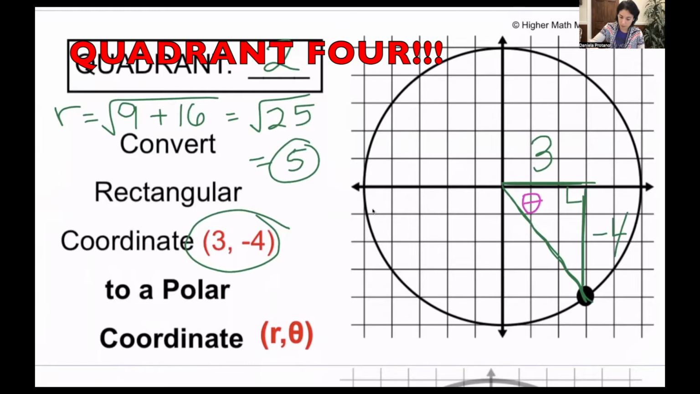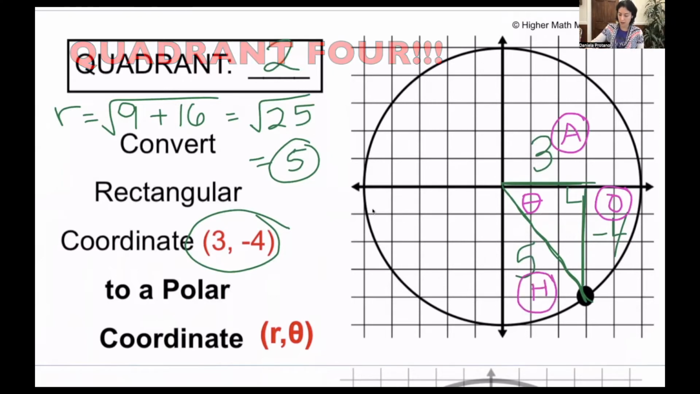So that would be, the radius is 5. Again, just like before, let's use SOHCAHTOA, and we'll compare all 3 inverse trig functions. Here would be O for opposite, A for adjacent, and here it would be H, the hypotenuse. It's always across from the 90-degree angle.